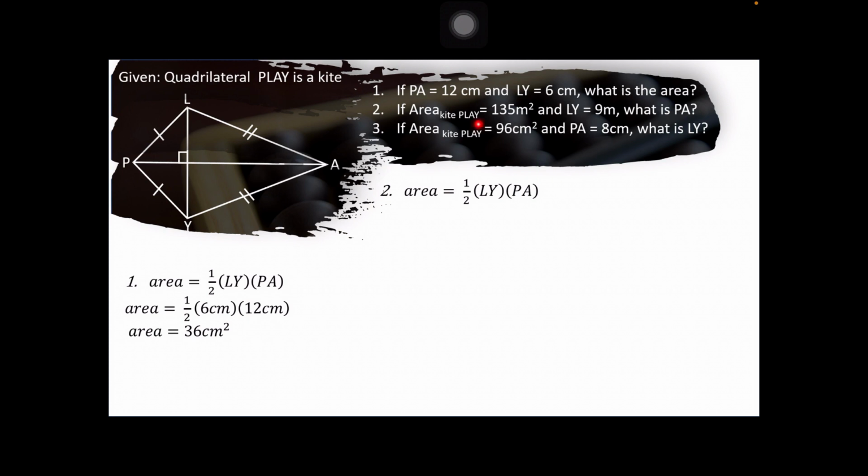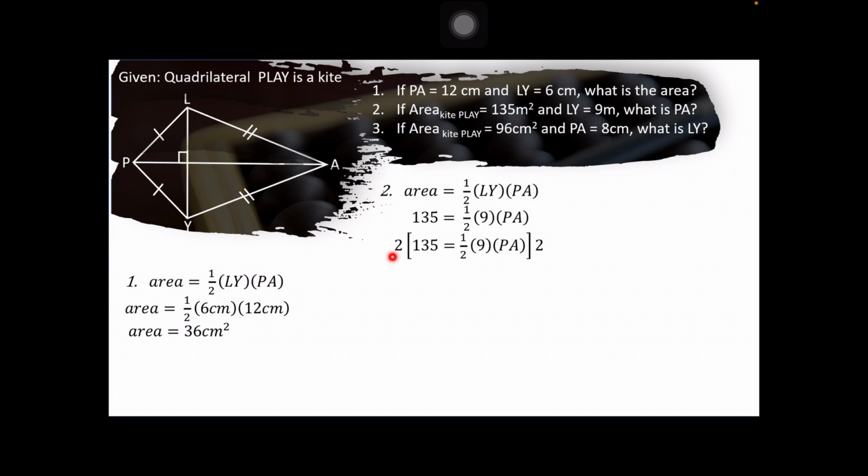Okay, number 2. The same formula lang po. Pero sa number 2, ang given natin is the area of the kite PLAY is equal to 135 meters squared and the diagonal LY is equal to 9 meters. Ang hinahanap po natin is the length of the segment PA. Yan. First is to multiply both sides by 2, after po natin i-substitute yung given values natin.